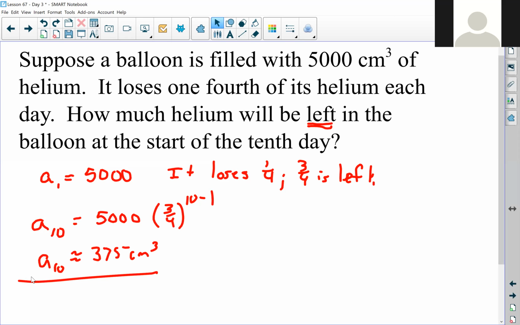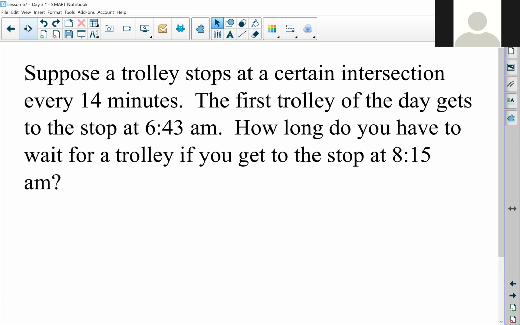So let's take a look at one that's arithmetic. Suppose a trolley stops at a certain intersection every 14 minutes. The first trolley of the day gets to the stop at 6:43 a.m. How long do you have to wait for a trolley if you get to the stop at 8:15 a.m.?